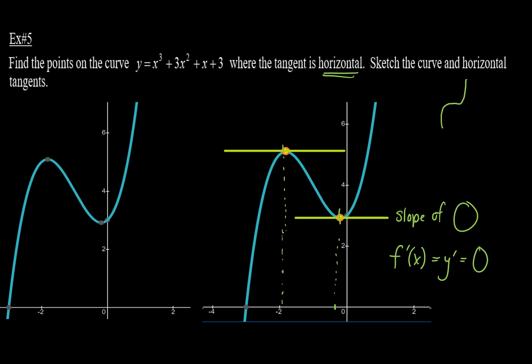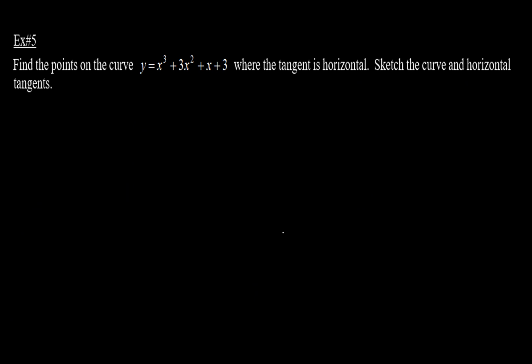I don't know if it goes right on 2. I'm just tracing that over. All right, let's do it. This is a bit of work. Okay, so first thing we need to do, because we're looking for horizontal tangents, or specifically where the tangent is horizontal, is find the slope of the tangent at any x. So that means we're just going to take the general derivative.